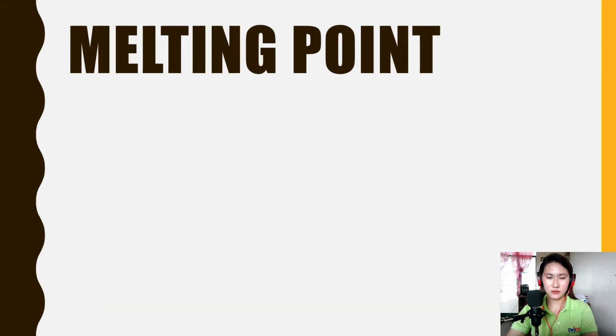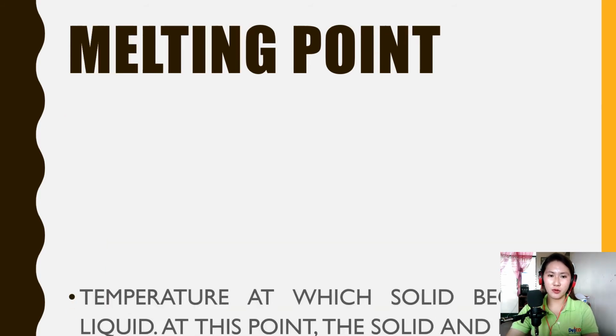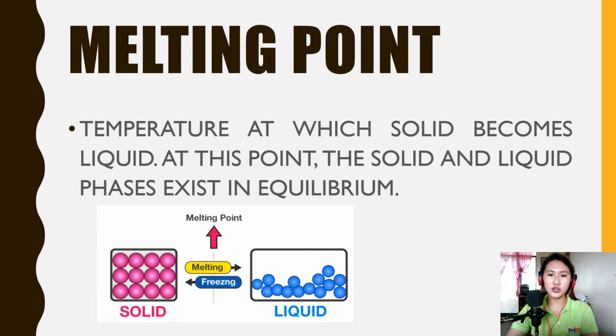Next we have melting point. Melting point is the temperature at which a solid becomes liquid. At this point, the solid and liquid phases exist in equilibrium. Just like the boiling point, a high melting point means a higher temperature is needed to reach the melting point of a substance for it to become liquid. And a low melting point means only a lower temperature is needed to reach the melting point of a substance.